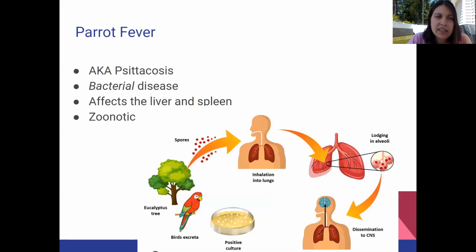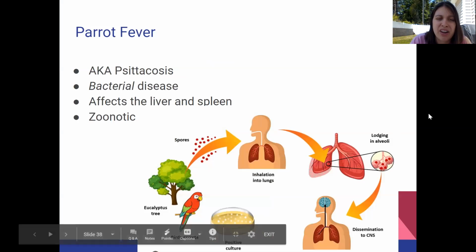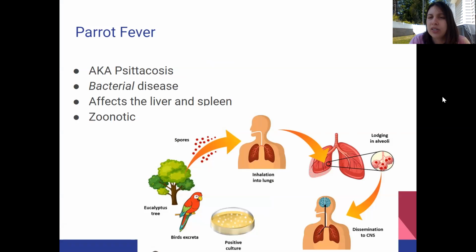So, bacterial diseases. The first one is parrot fever. Parrot fever is a bacterial disease, so typically you can try to give antibiotics to get rid of it. It's also called psittacosis. You're going to see the word psittacosis or something similar pretty often. Psitta is part of the scientific name for parrots. Parrots are of the psittacine family.